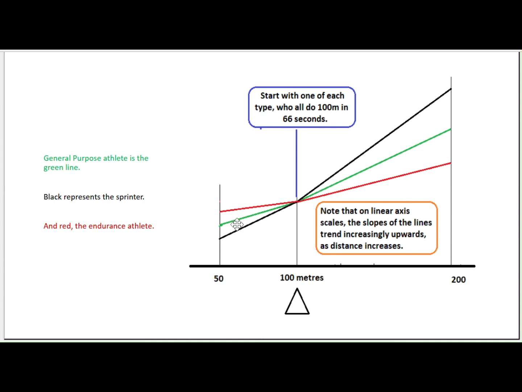The green line here is your general purpose athletes. Black represents the sprinters. Red, predictably, is the endurance athletes. They're the ones with the red fibre. I didn't know how to represent white for white fibre on here, so I've used black. So we've made this balance point here, the 100-metre event, and they all do 100 metres in 66 seconds. That's to make the arithmetic easy.